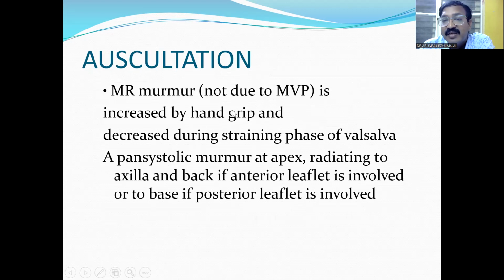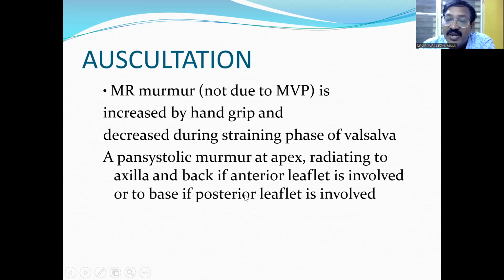The MR murmur is increased by handgrip and decreased during the straining phase of Valsalva. This is just physiology. When you do handgrip, peripheral vascular resistance increases, so aortic pressure also increases. More blood cannot come out of the aorta and goes more into the left atrium. So the regurgitant volume will be more, and the patient will have a louder murmur. That's why the MR murmur is increased by handgrip and decreased during the straining phase of Valsalva.